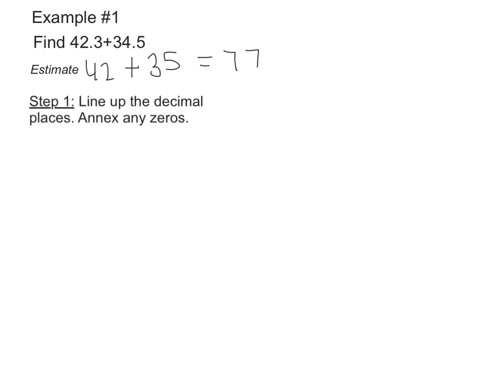Step 1. Line up the decimal places, annex any zeros. Annex means to add a zero. When adding decimals, we need to write the problem vertically and line up the decimal points. If you notice, my tens are lined up, my ones are lined up, and my tenths are lined up.